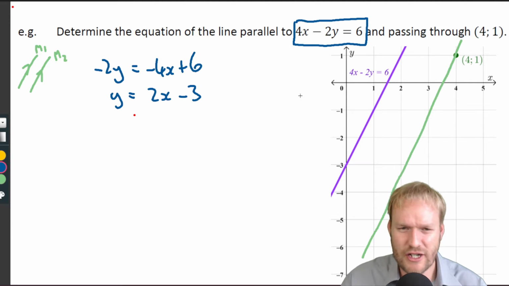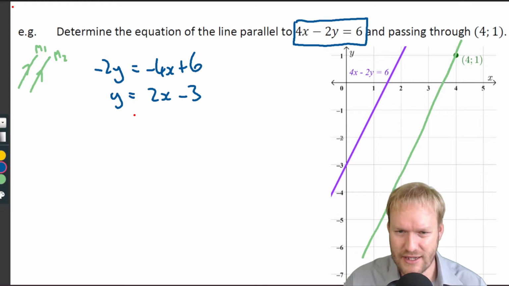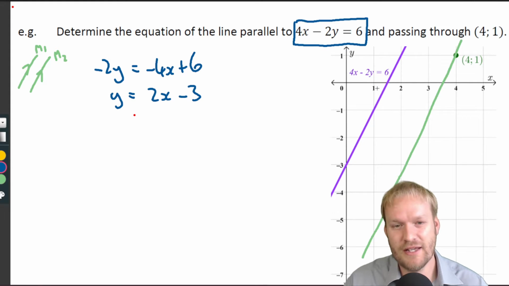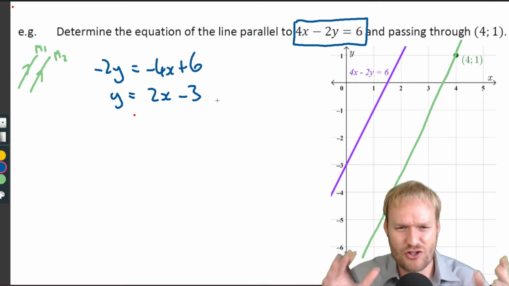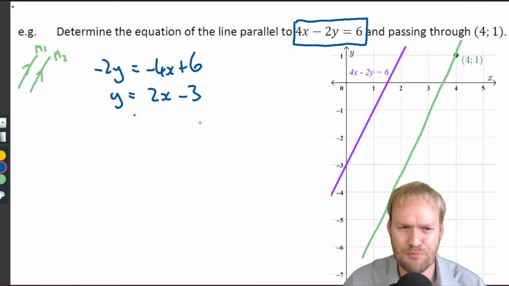Just always check yourself. Well, this is a positive gradient, and that is a positive gradient. It looks like it's steeper than 1, because this is -3, and that's about 1.5. Yes, that seems to match. Just keep checking yourself as you go. It's definitely a useful skill to do.